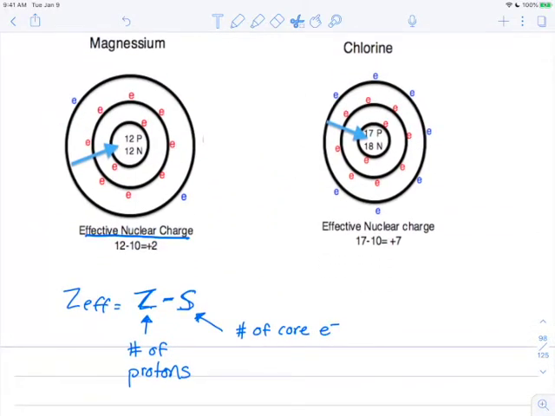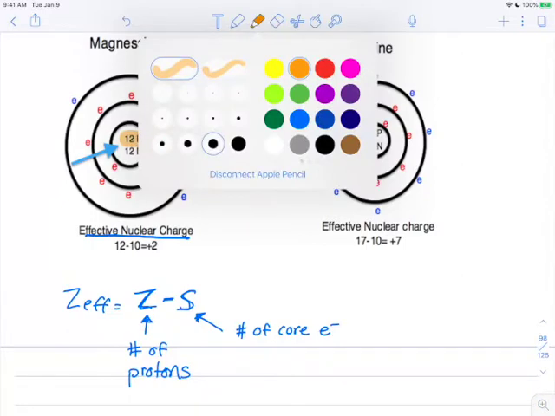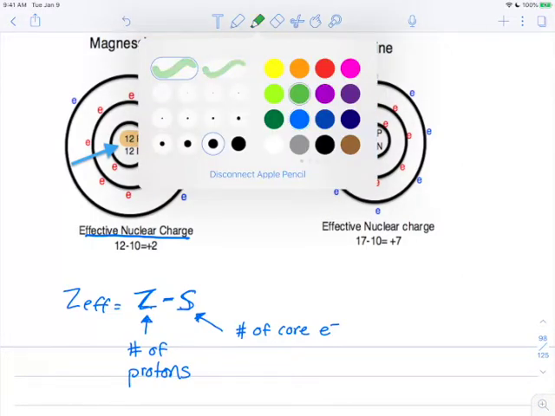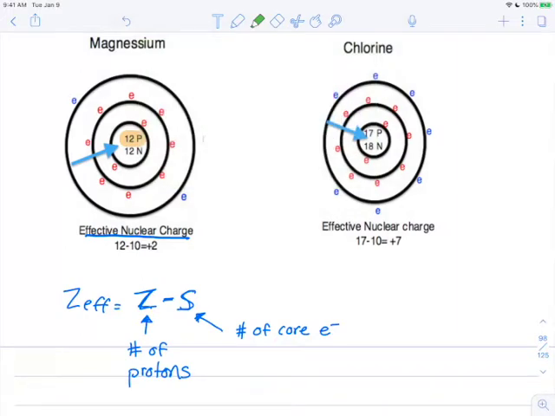All right, so here is magnesium, and in here we've got 12 protons. And then here in red, these are our core electrons, and they are acting as a shield. They are shielding the outer electrons, which I've just colored in blue. They're shielding those blue electrons from the power of the nucleus.